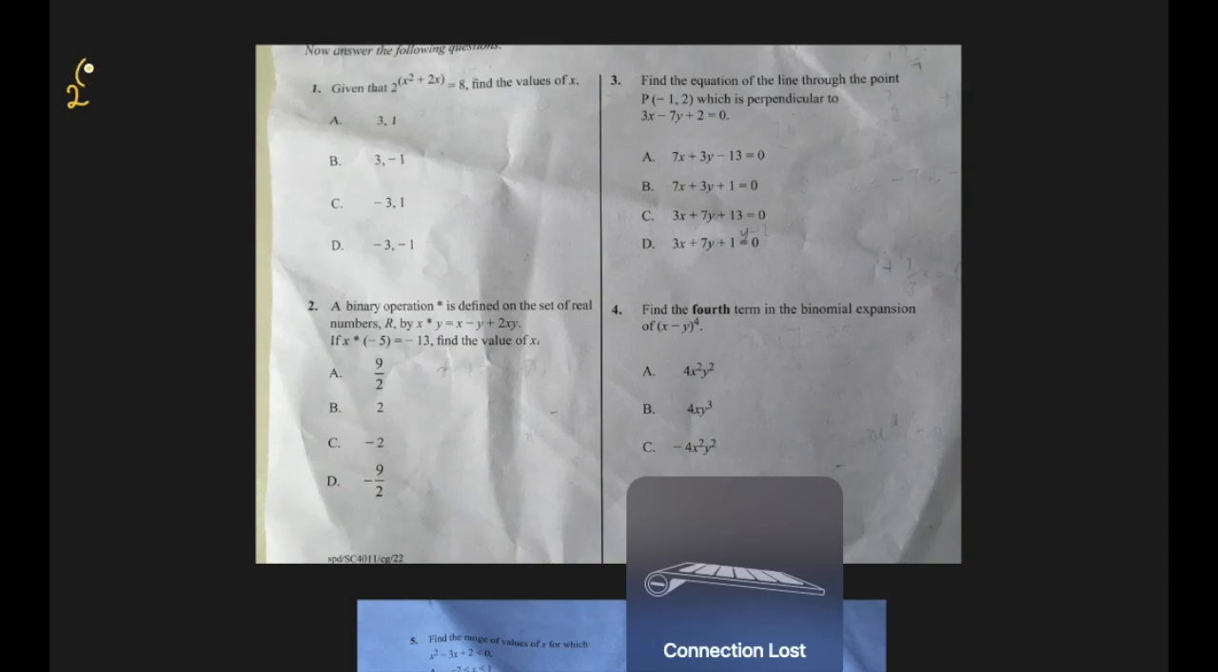Question number 1 shows us 2 to the power something is equal to 8. So what I will do is I will write it as x squared plus 2x. This was given as the left hand side. I will change the right hand side to 2 cubed because 8 is 2 cubed. So we can say that x squared plus 2x is 3.